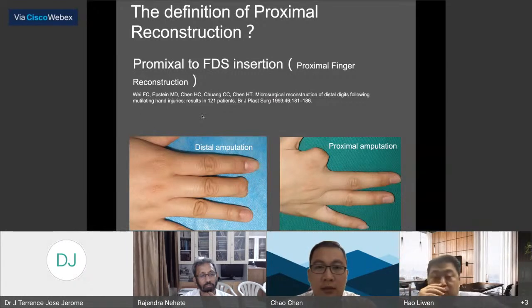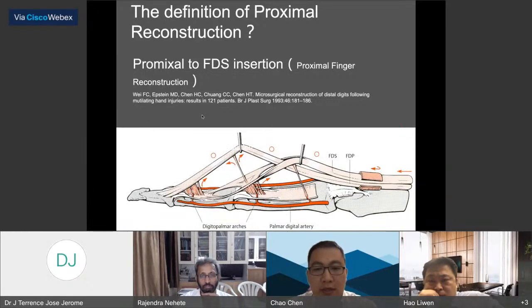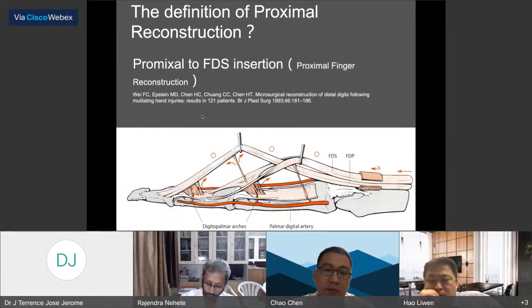Also be described by Professor Fuchan Wei. But when we look into the anatomy of the flexor tendon, we will find that the insertion of the FDS tendon is not at the base of the middle phalanx. It's in the middle side of the middle phalanx.